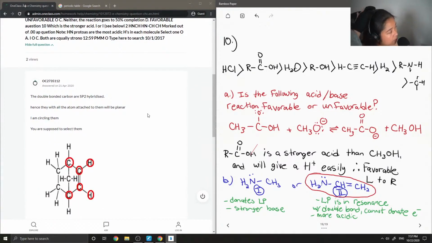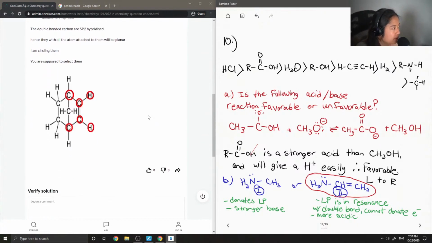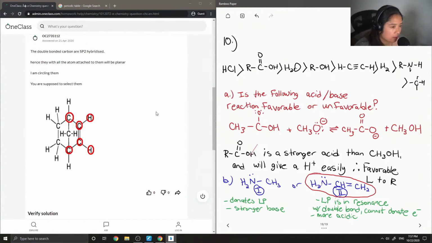The double bonded carbons are all sp2 hybridized. They probably looked at a different question altogether.